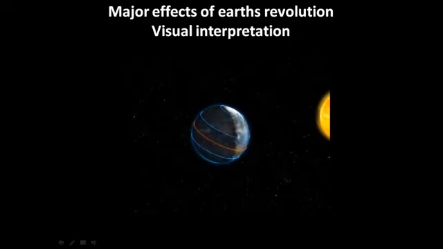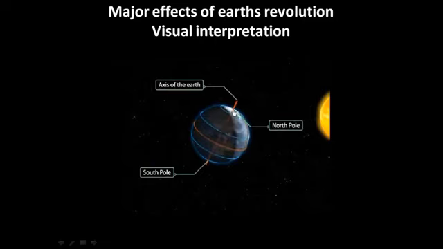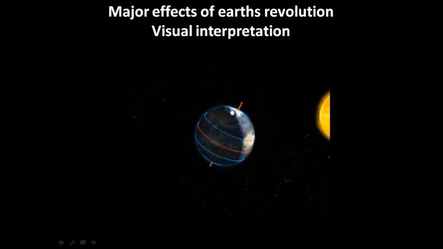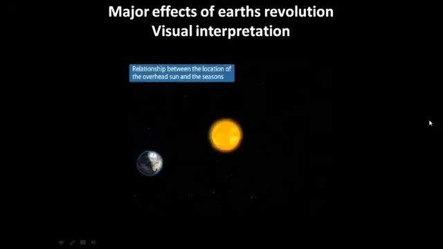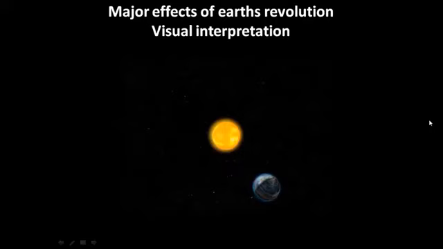As you can see, Earth on its own axis rotating, axis of the Earth, North Pole and South Pole, illuminated part, 23.5 degree tilted on its own axis. Relationship between the location of the overhead sun and the seasons we'll learn.